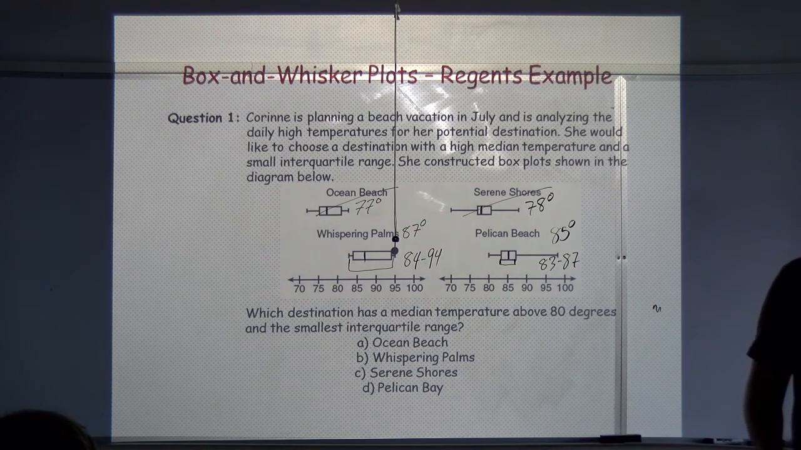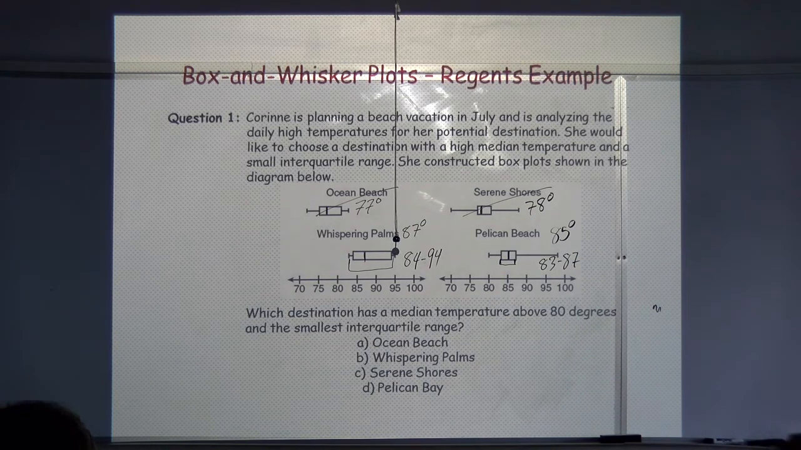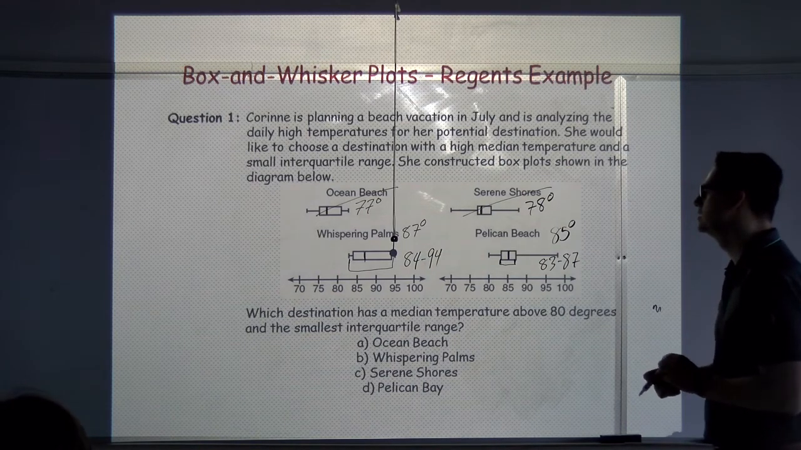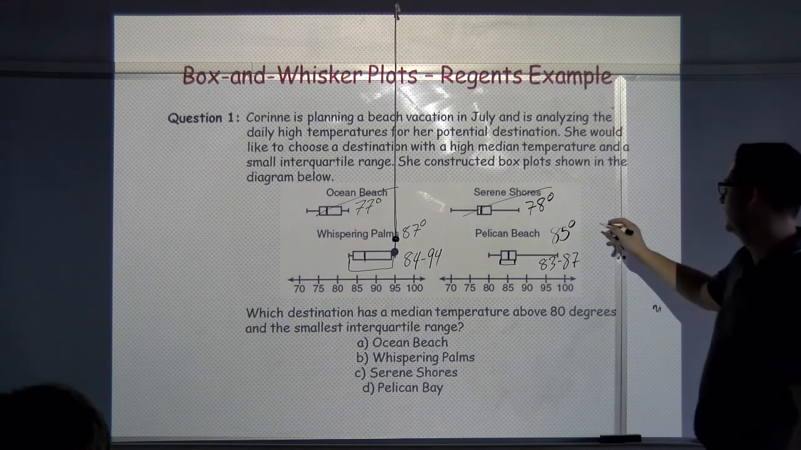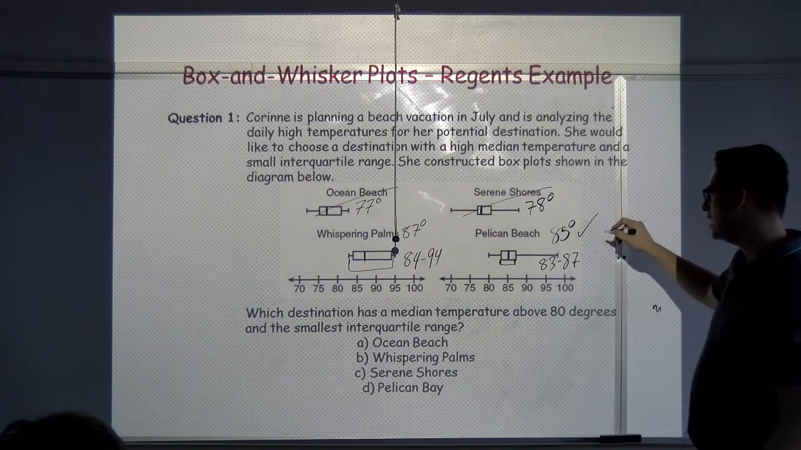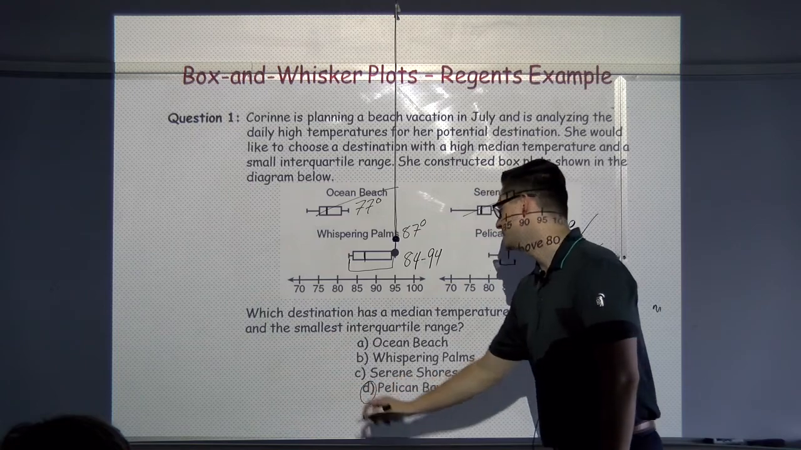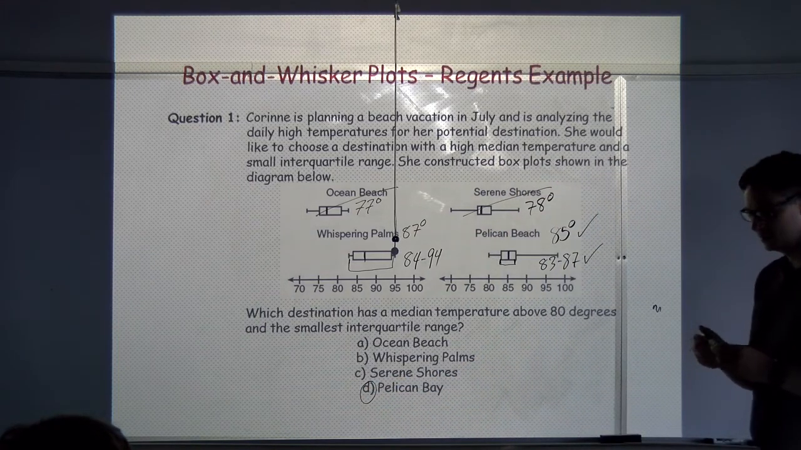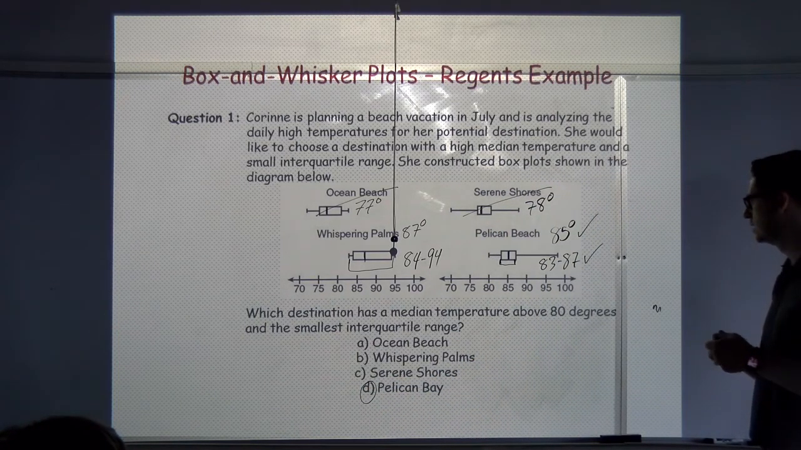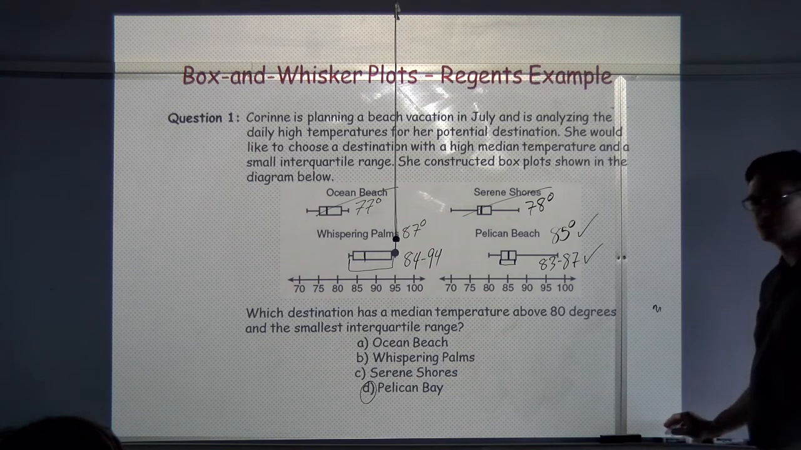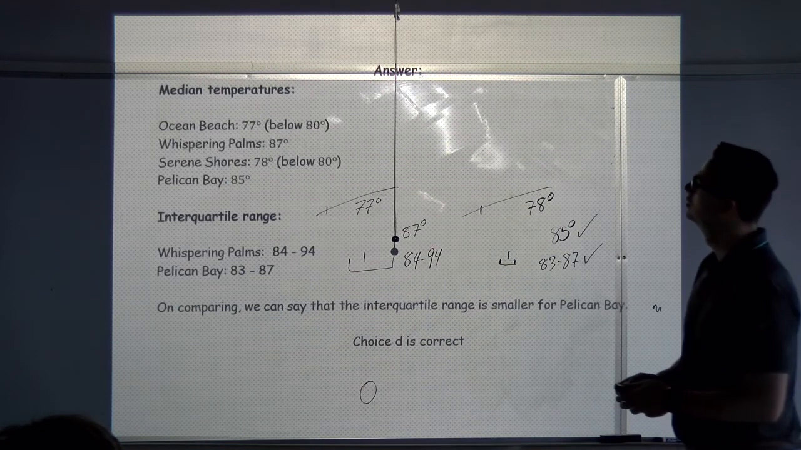Okay, so we could say that her best choice that has a median temperature above 80 degrees and the smallest interquartile range is actually going to be choice D, which is Pelican Bay. Okay, which would be Pelican Bay. Questions? All right.